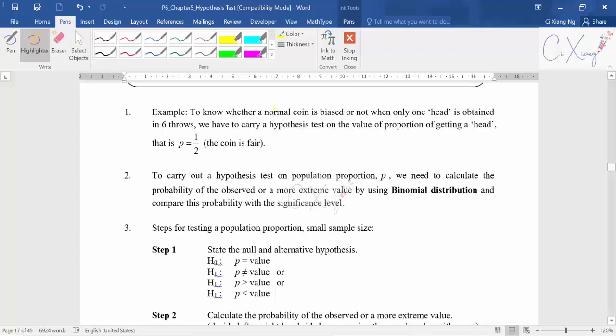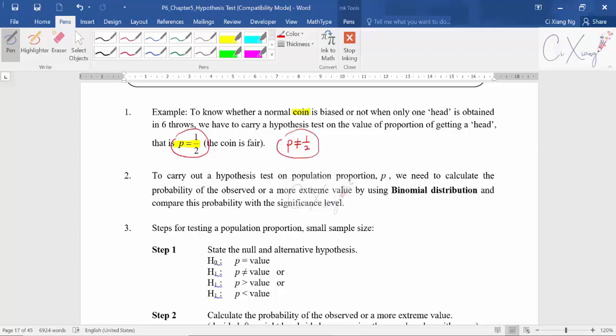If I want to know whether a coin is biased or fair, you can carry out a test to see whether the proportion of getting a head equals half or not. If it equals half, then the coin is fair. If it does not equal half, then it is not fair. This will be your null hypothesis, and this is your alternative hypothesis. When you want to carry out the test on P, you see we are not using mu anymore. In this case, we are testing P, the population proportion.